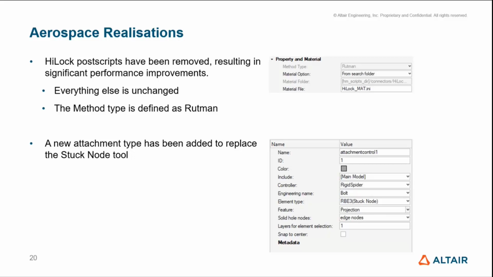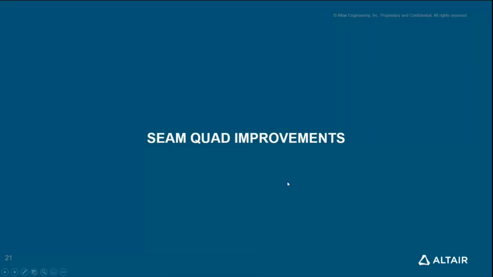We've added a new attachment type that's been done to replace the stuck node tool. The stuck node tool is another one of the aerospace tools that was prioritized on discussion with the PM team. So we've added a new methodology within attachment. You change the element type to RB3 stuck node, and then you're able to generate effectively the same thing that you were seeing within the stuck node tool within the aerospace ribbon. So again, this is just a migration perspective.